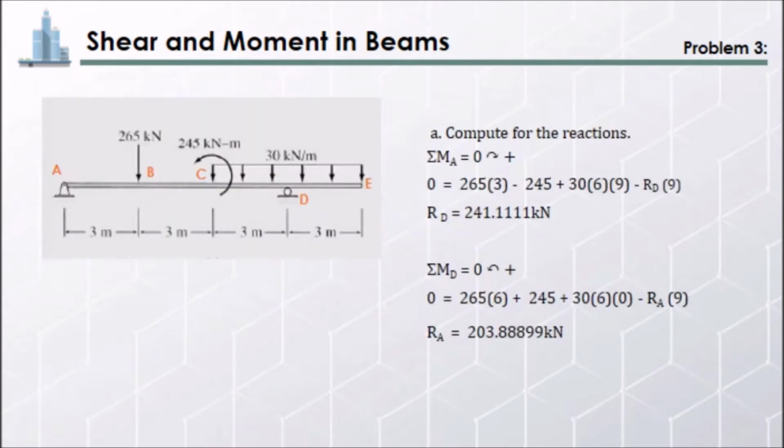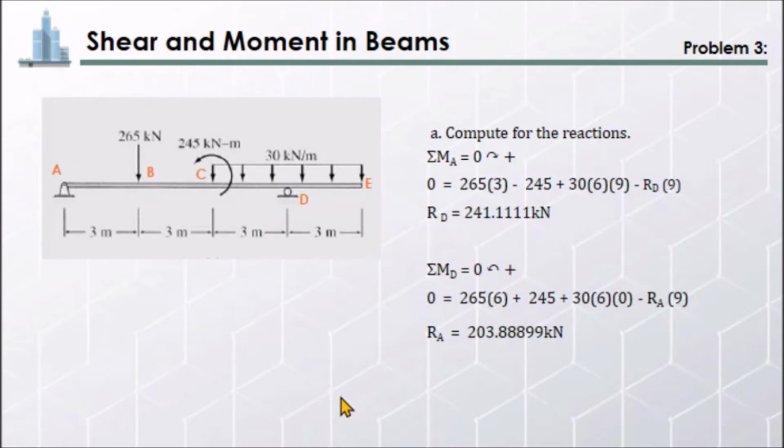Okay? Problem number 3. So, we have an overhanging beam na ang length ay 12 meters. So, meron tayong point load na 265 kilonewton at point B. Meron tayong moment at point C which is 245 kilonewton meter. We also have a uniformly distributed load with the length of 6 meters. So, that is, yung uniformly distributed load natin ay 30 kilonewton per meter.